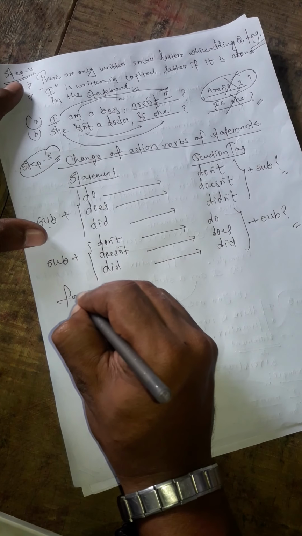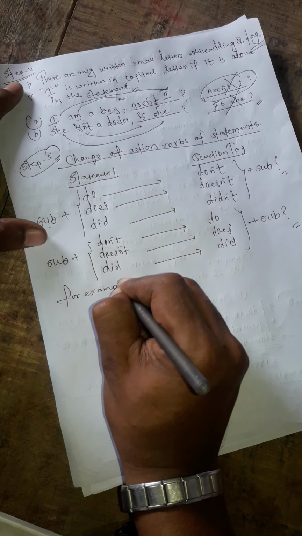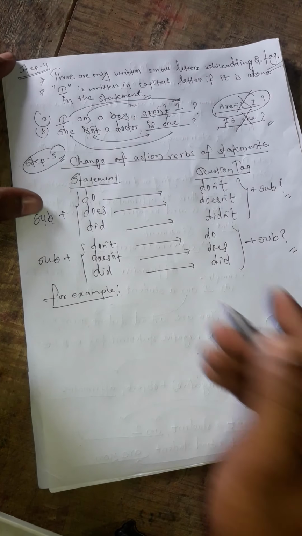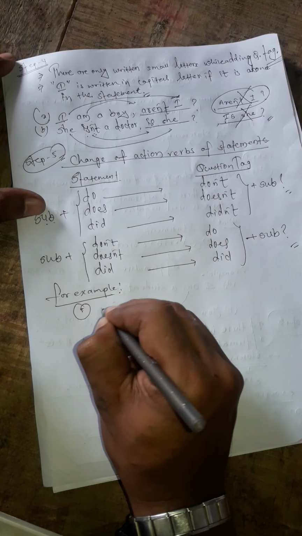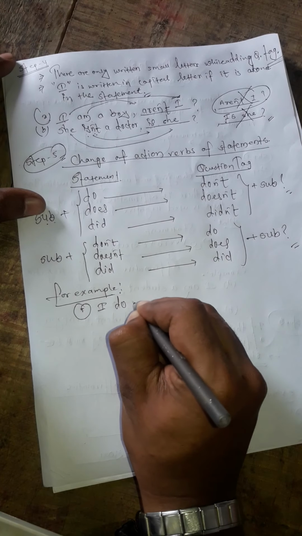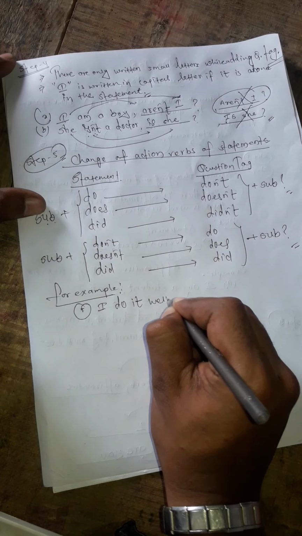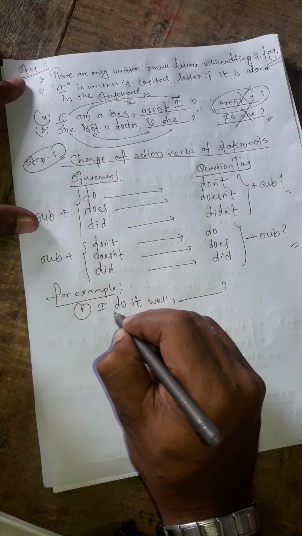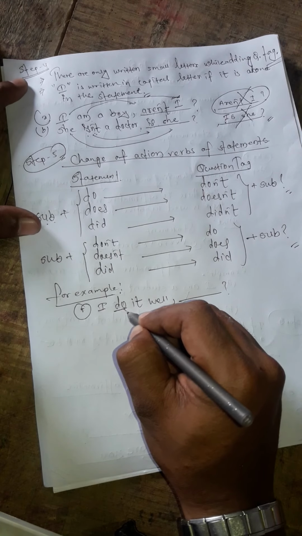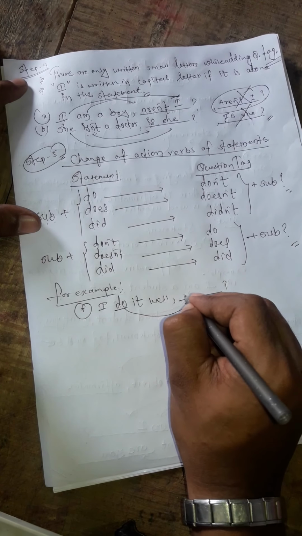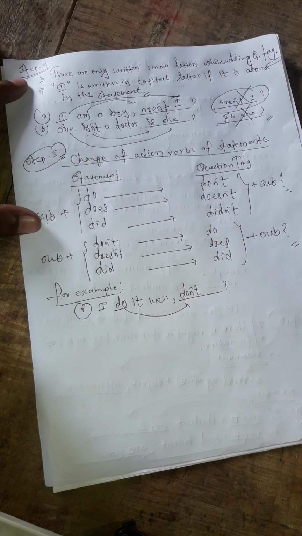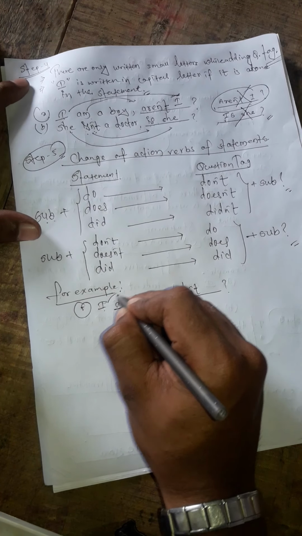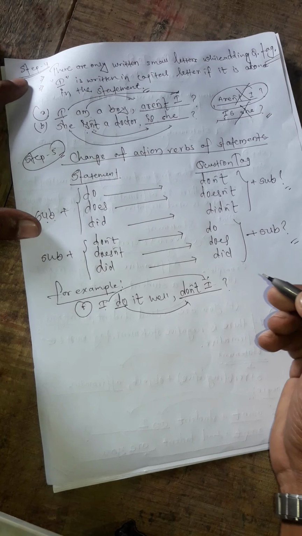For example, we can see here. I do it well. You can see do. Do is in affirmative form. Therefore, we have to write don't in small letters, and I is written the same in capital letter.